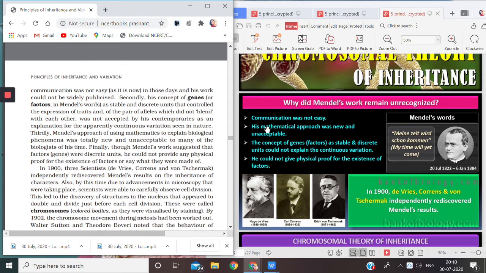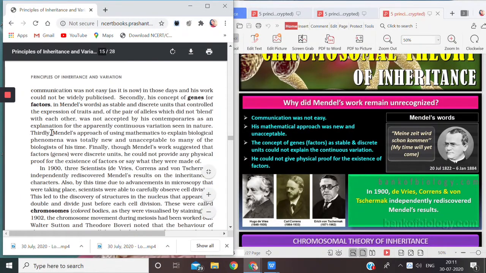So this is our point, that the concept of genes or factors as stable and discrete units could not explain the continuous variation. People asked Mendel to tell them how variation occurs, because according to him genes are stable, so there should be no variations. Then how have these variations occurred? Mendel could not answer this question. So this was also a factor why he remained unrecognized.